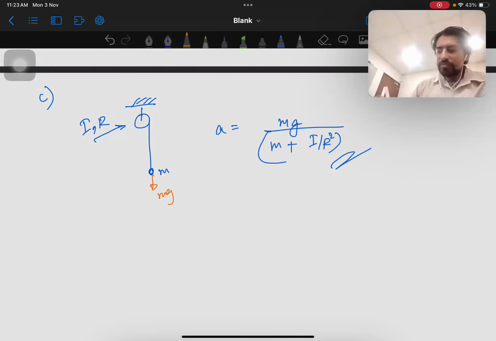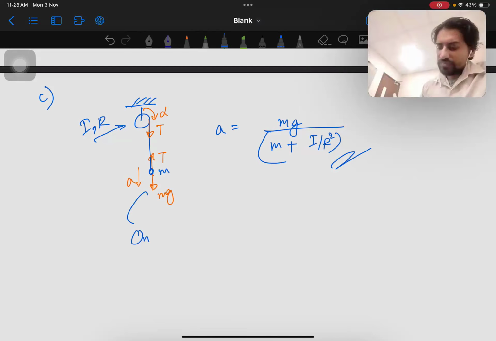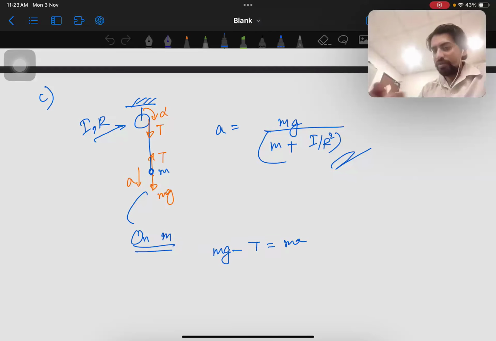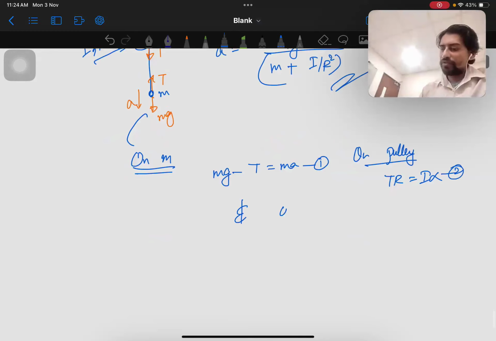This one will be your mg. This one will be your T. Over here there will be a T. One torque equation, one Newton's law equation, one constraint. 3 unknowns, T, a, and alpha. And therefore 3 equations for these 3 unknowns. Let's just write that on M. What is the equation? mg minus T is equal to ma. Equation number 1. And what about on the pulley? Again, you can write TR is I alpha. Equation number 2. And the constraint, what is that?